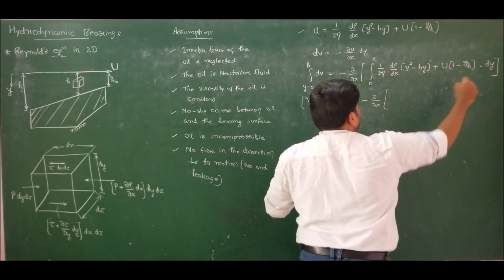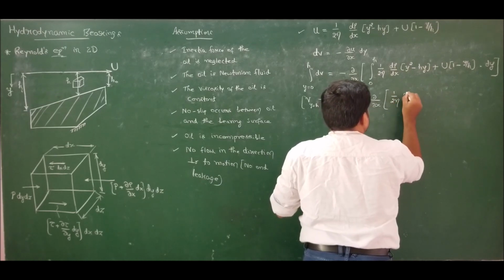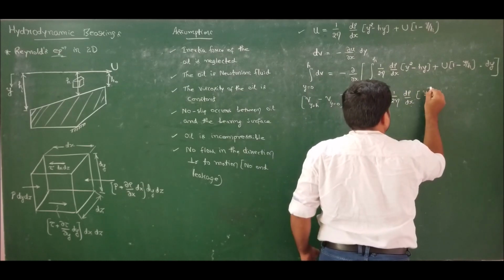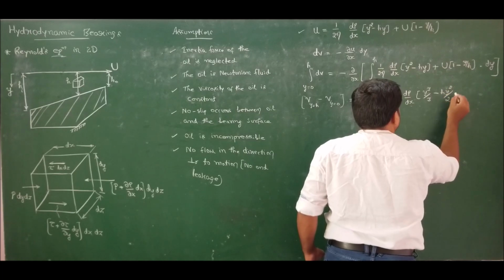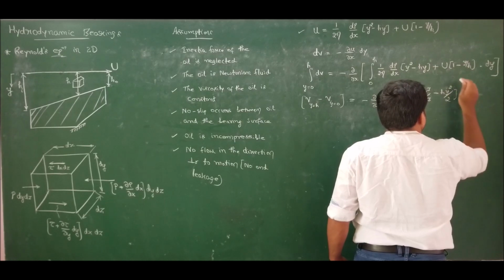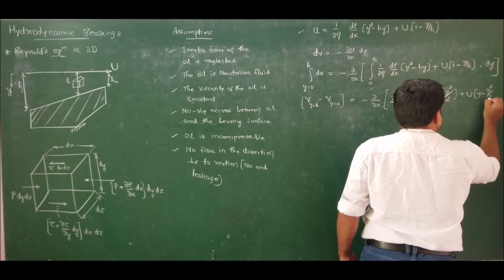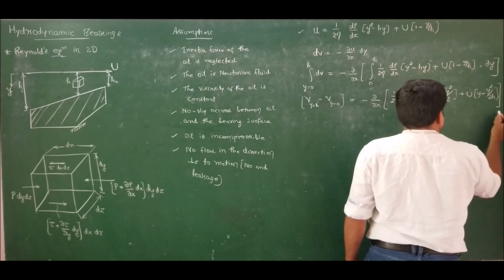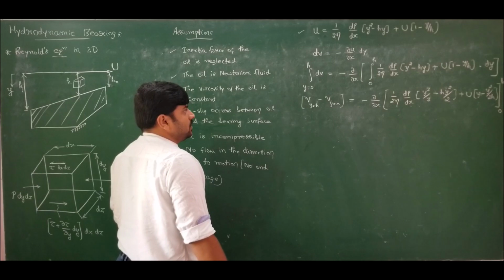If I integrate this with reference to y, what will I get? 1 by 2 eta dp by dx, integral of y square is y cube by 3, minus h into y square by 2, plus capital U times dy, is y minus integral of y, which is y square by 2h. So the limit y varies from 0 to h.